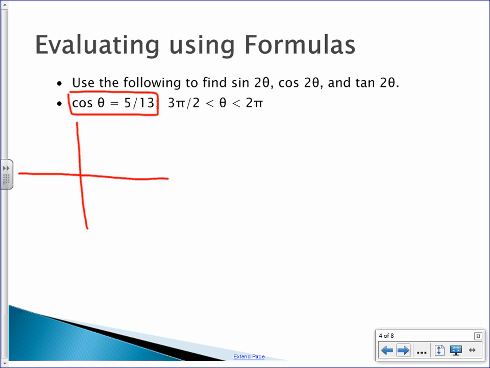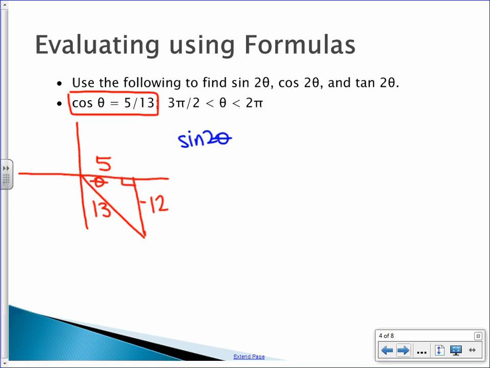What am I doing? I'm drawing a triangle, aren't I? In the fourth quadrant, theta has a cosine ratio of 5/13. What is this third side over here? 12. And I'm going to label it negative because we are below the x-axis. Okay. So if I want the sine of 2 theta, I can't just double the sine ratio. That's not how it works. I don't know how big theta is to begin with.